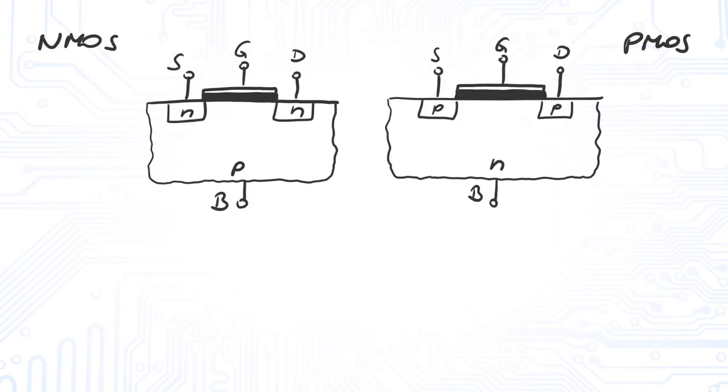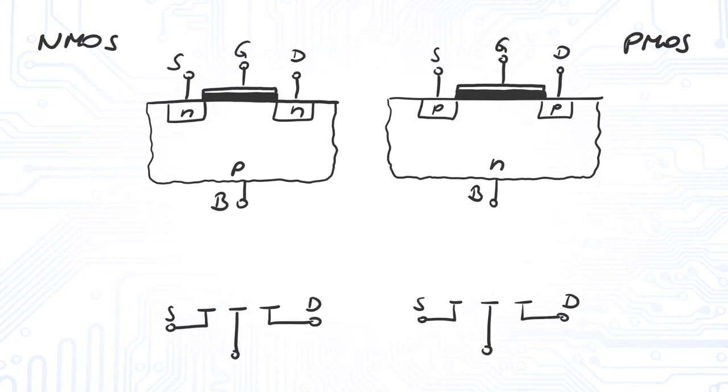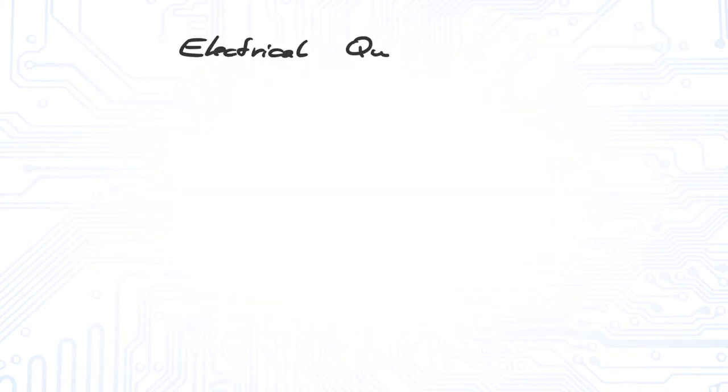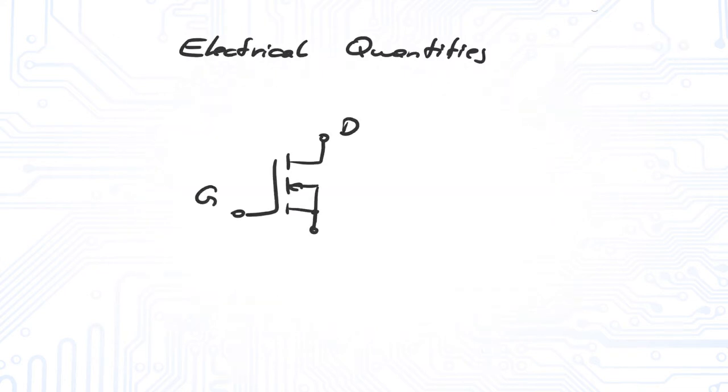The symbol shows the three regions for drain, source, and bulk. The gate is separated on top of these three regions to depict the oxide. To distinguish an N-channel from a P-channel transistor, the direction of the parasitic diode is given as a small arrow at the bulk contact. The behavior of a MOSFET is defined by a couple of currents and voltages. These are the gate source voltage VGS, the drain source voltage VDS, and the drain current ID.